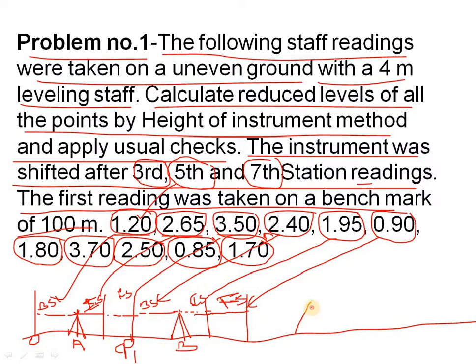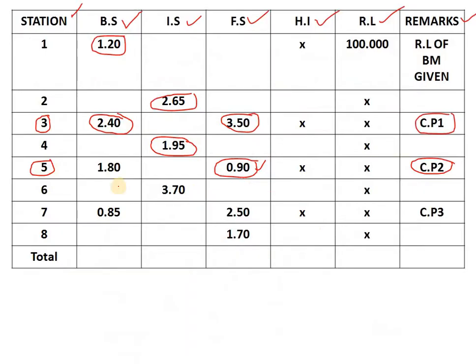So now let us draw the instrument again here. So now you see here this point. So this will be the BS. Okay. So this BS will be here 1.80. So now next what point will be coming? Intermediate side or FS? Intermediate side. So we can see here 1.80 is backside completed. Now the intermediate side is 3.70.